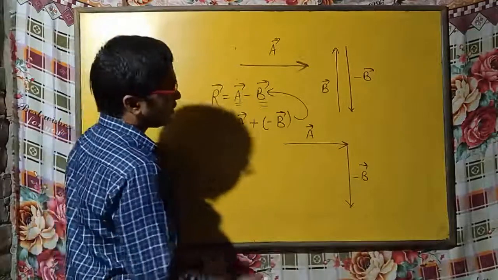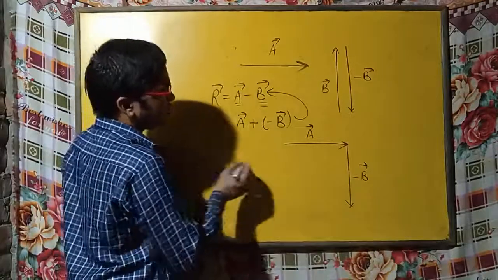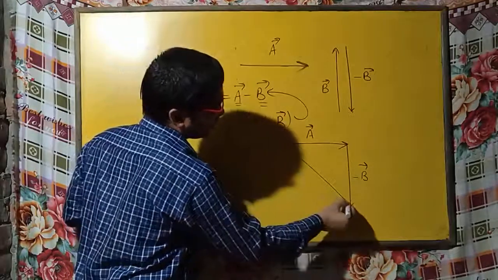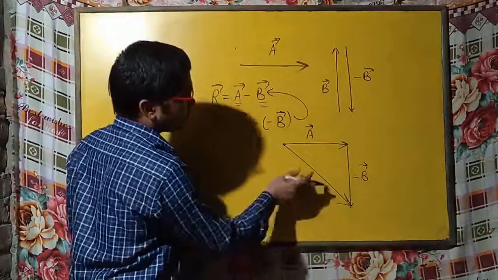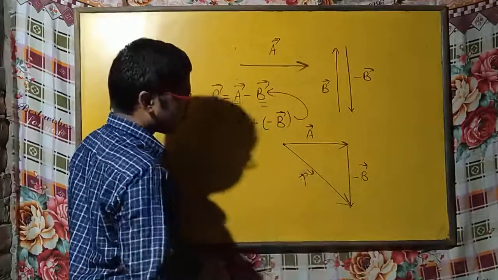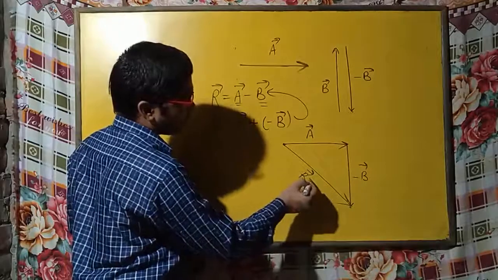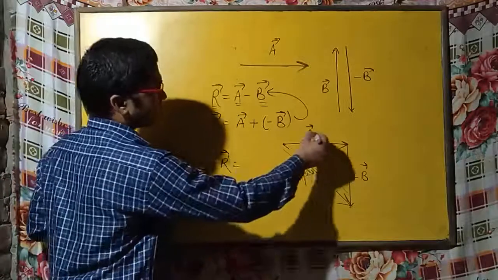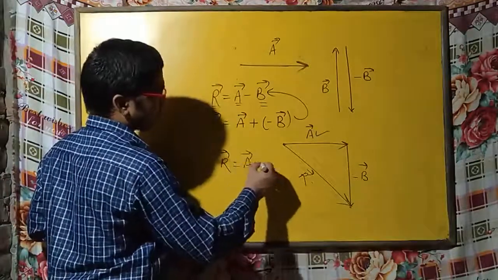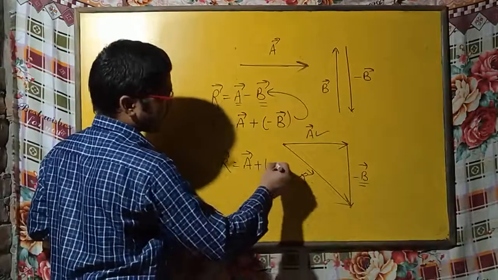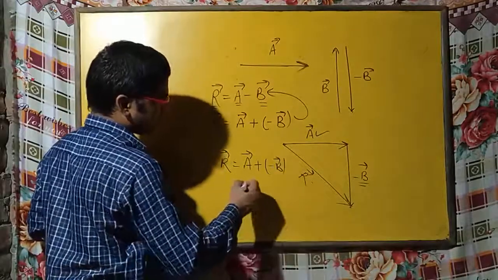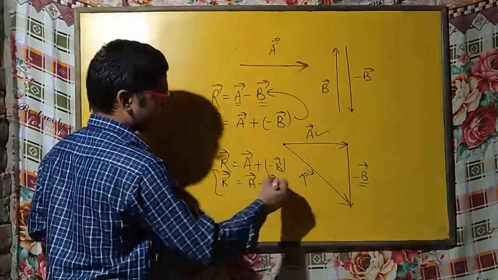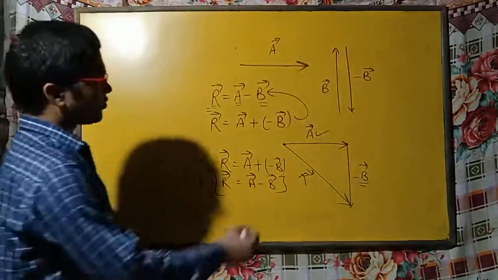Now the net, that is R, is given when you connect the tail of this vector to the arrowhead of vector B. So this is the resultant vector R. So you can see here this R is equal to this vector A plus this vector, that is minus B. So the result is A minus B. So this is your answer, and this one is the method.